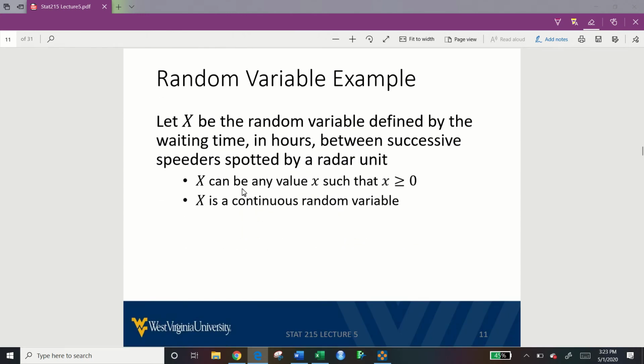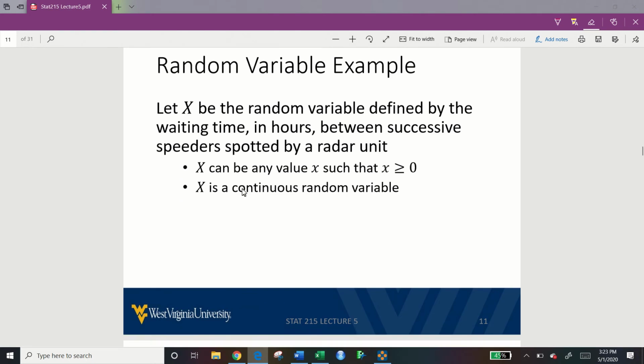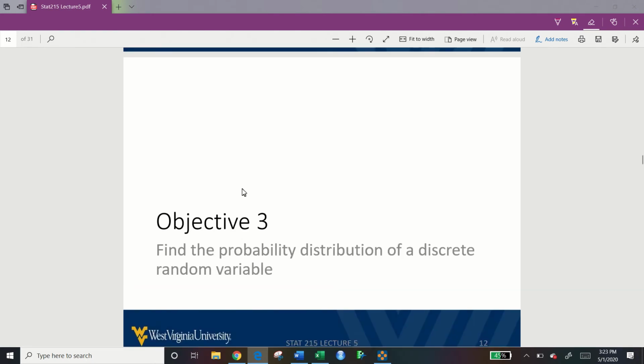So one example would be if we let x be the random variable defined by a waiting time in hours between successive speeders spotted by a radar unit. X can be any value such that x is greater than or equal to 0. In this case, x is a continuous random variable because we're measuring an infinite amount of time that may occur or may never occur. We could be waiting for an infinite amount of time. And it's not something we can count in like a whole number, because think about a fraction of a second.